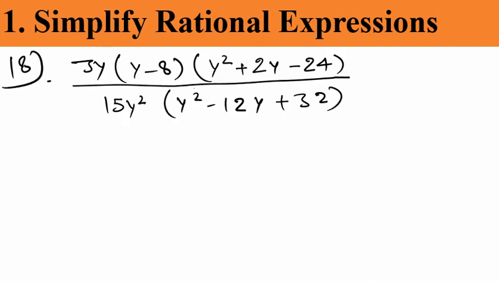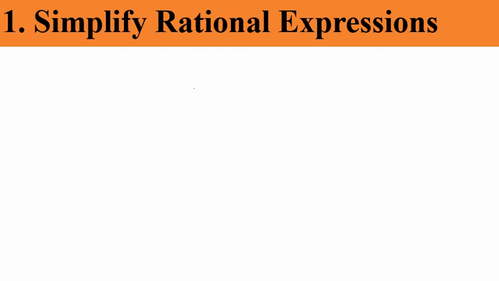Okay, this is your question number 18. Now again in this one, this y will simply be cancelled, and 15 is 5 multiply 3, so 5 will be remaining here. And now these two you can factor using the calculator and then try to simplify. You will get your answer. Okay, there is no problem. Just factor them using the calculator and you will get your answer. Let's move on to the next question.